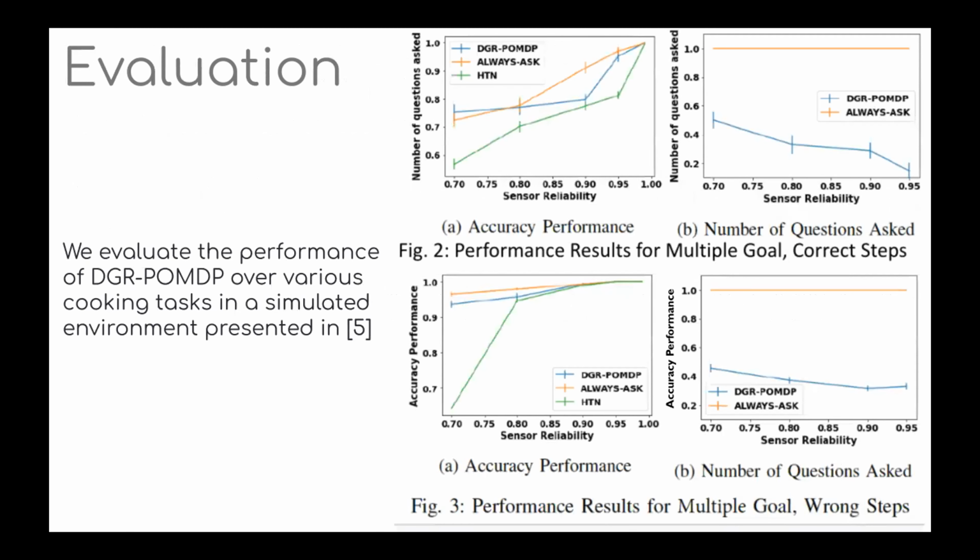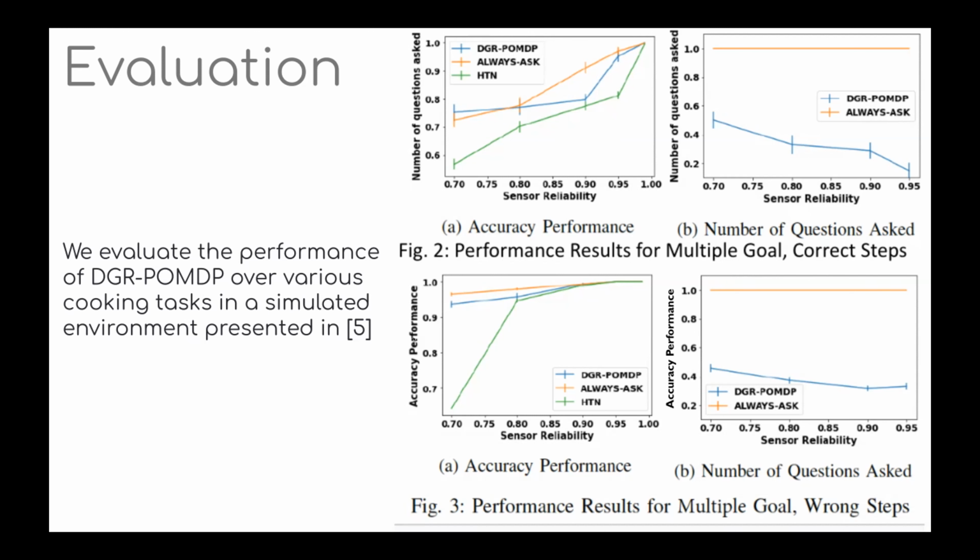So what we do is we evaluate the performance of our Dagger POMDP over various cooking tasks. We do it in a simulated environment, and we compare it with two baselines: the always ask baseline and the HTN baseline. The HTN baseline only incorporates world observations. Always ask incorporates world observations but always asks a question, while Dagger POMDP infers when to ask a question. The two metrics that we compare are the number of questions asked and the accuracy performance.